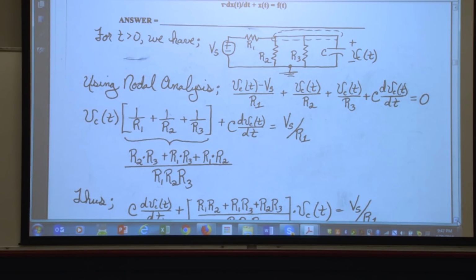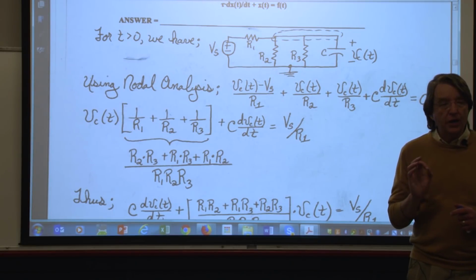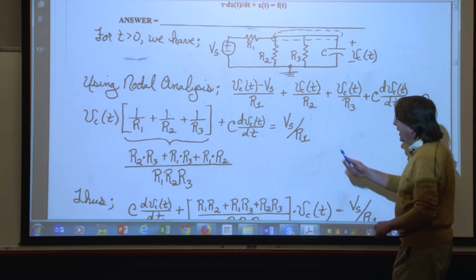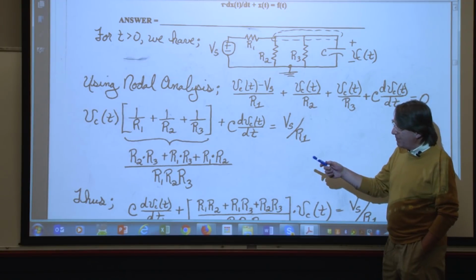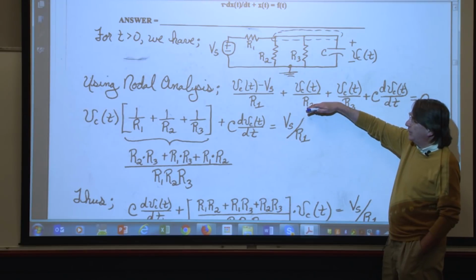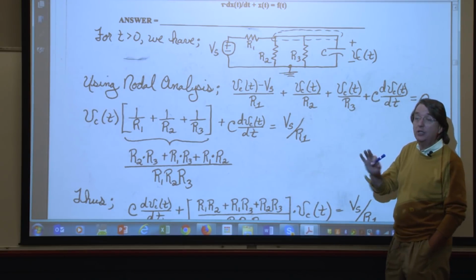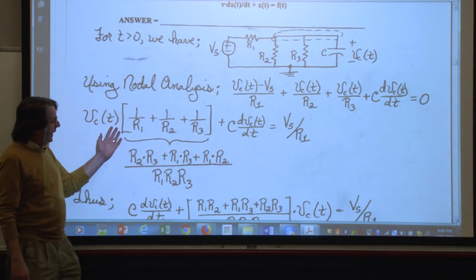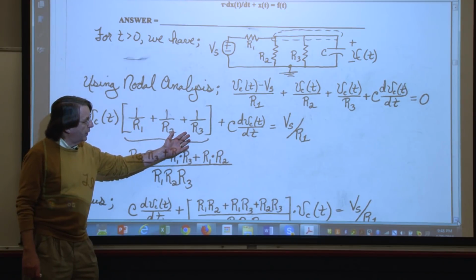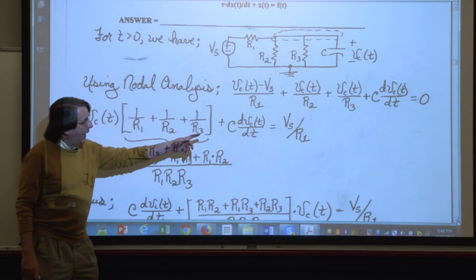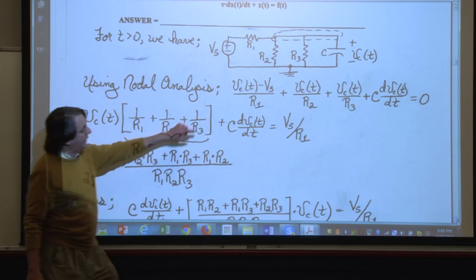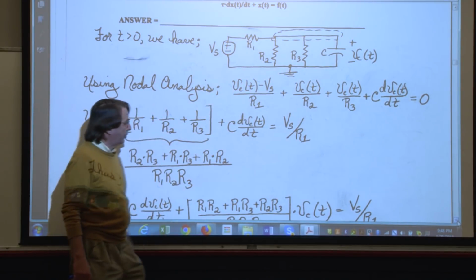I know you can do this. You know how to put this into standard form. You want a 1 in front of the non-derivative for first-order systems to be in standard form. So what I do is I gather terms. This might be hard to follow here, but I know once you get this first equation, the rest is algebra. I just factor out the term V sub C of t. I get 1 over R1 plus 1 over R2 plus 1 over R3, then plus the C dV/dt, and it's Vs over R1. That's this term right here, minus Vs over R1 brought to the other side.